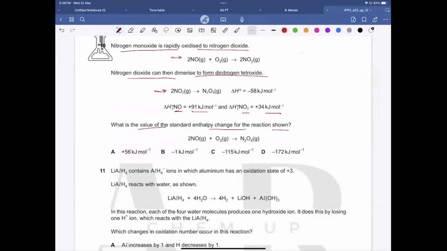Okay. So let me do this. You all know that the enthalpy change of formation means when the elements react together to form the compound. So if you see, they are asking you to calculate the enthalpy change of this reaction. Let me mark it X, right?